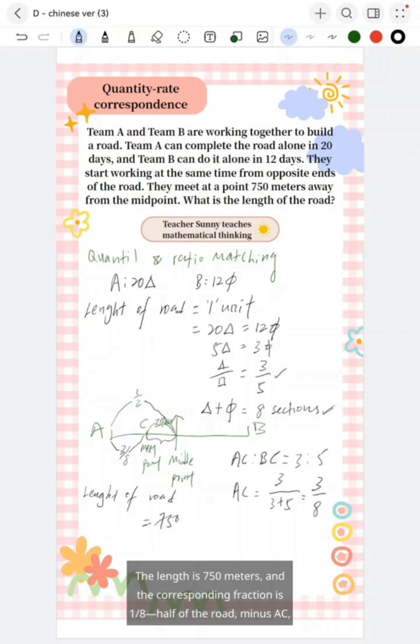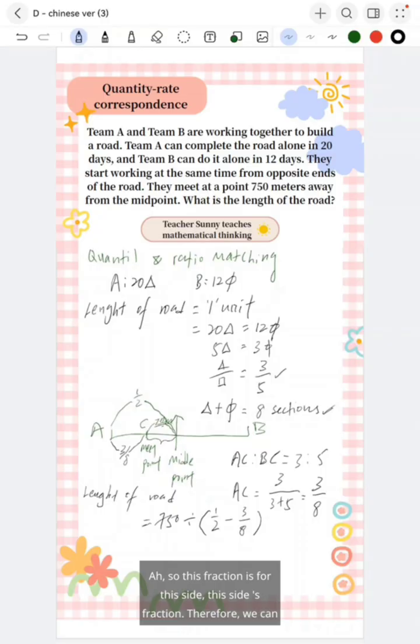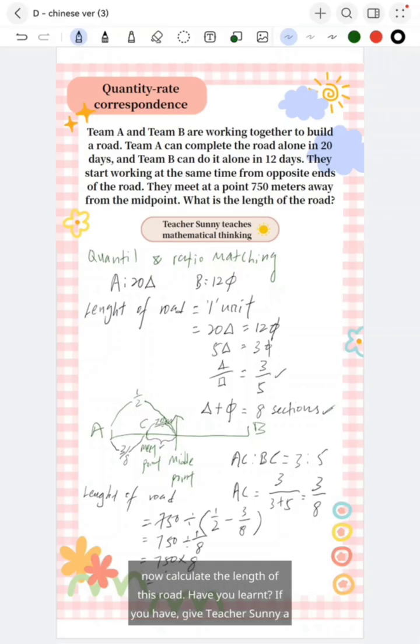The length is 750 meters, and the corresponding fraction is 1/8, which is exactly half of the entire road, minus the segment AC, which is 3/8. So this fraction is for this side. Therefore, we can get 750 divided by 1/8, which is the same as 750 x 8, which equals 6,000 meters. So we can now calculate the length of this road.